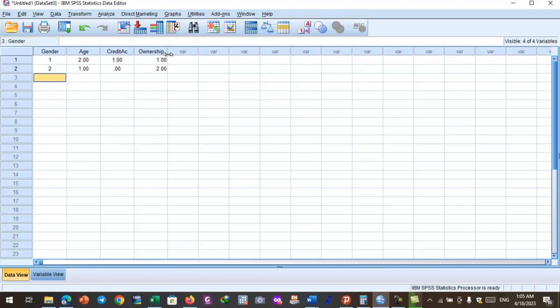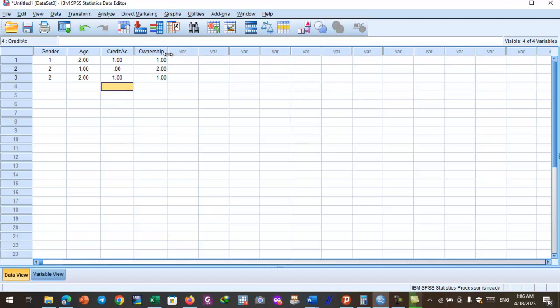Let us assume the third participant is once again female, and females are represented by 2. She is between 31 and 45 years of age, so we make it 2. For credit access, the enterprise accesses credit, and the ownership modality is sole proprietorship, so let us make it 1.